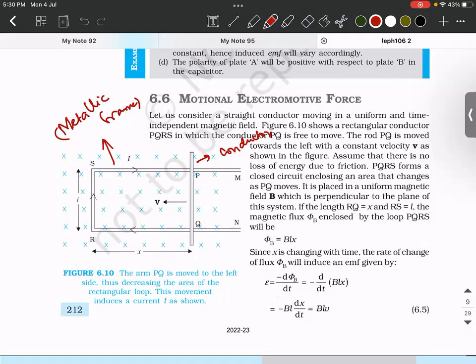Now what was the frame shape? C shape. Is C an open shape or a closed shape? Basically, if you take only C, it is an open shape. Open shape can be defined flux.